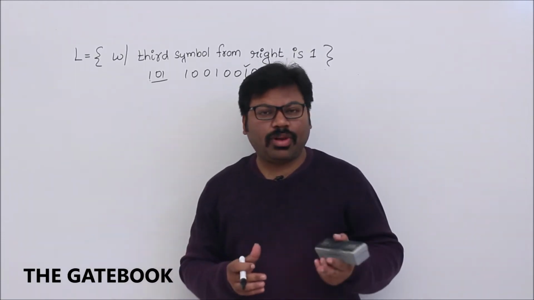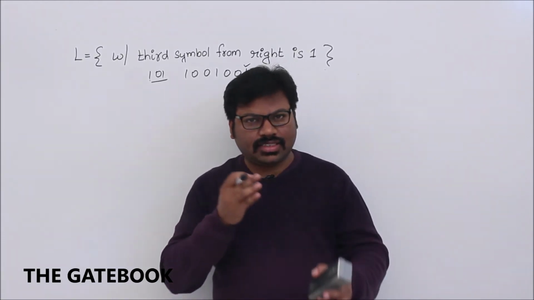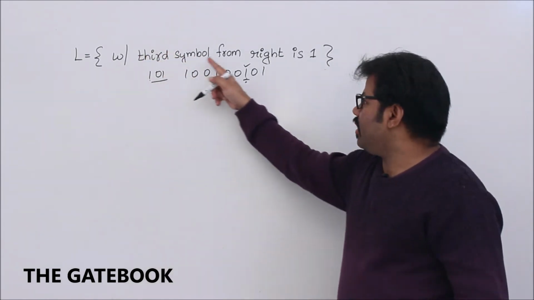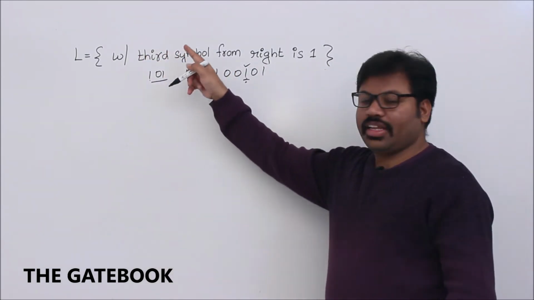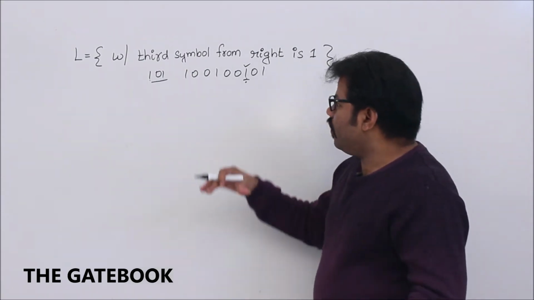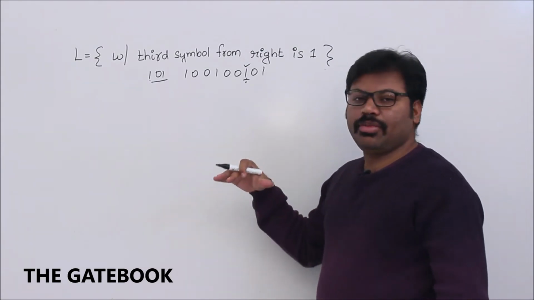In this lecture, I will explain how to draw an NFA in a systematic way. For that, I will take this example: W, where the third symbol from the right is 1. We have seen how to draw the DFA, and you remember the design was quite complex, right? Now we are going to design the NFA, and the design will be very simple.